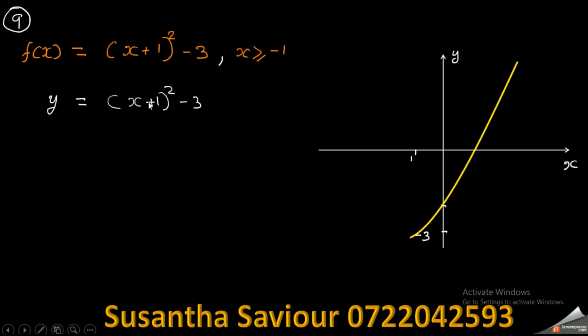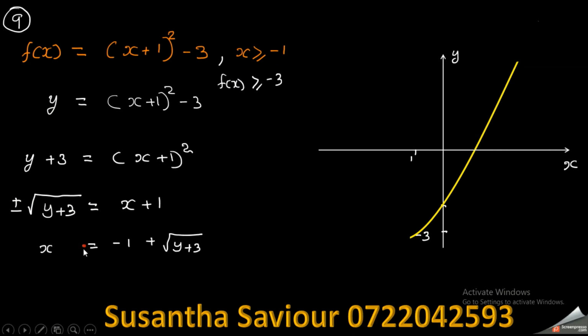y is equal to (x plus 1) squared minus 3. Then we will make x the subject. Take this minus 3 to the other side as plus 3. y plus 3 equals (x plus 1) squared. Then x plus 1 is equal to plus or minus the square root of y plus 3. Now we have to discard one of these two signs. x is greater than or equal to minus 1. Therefore my f inverse x should be greater than or equal to minus 1, right?